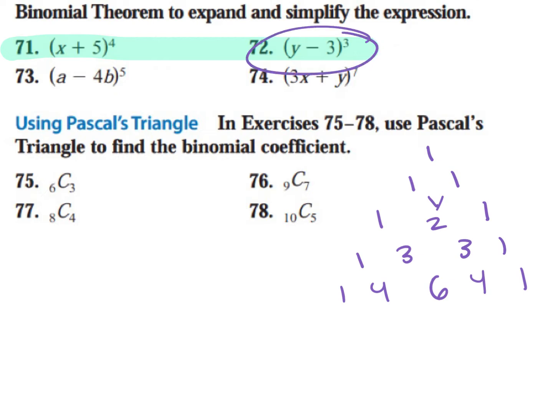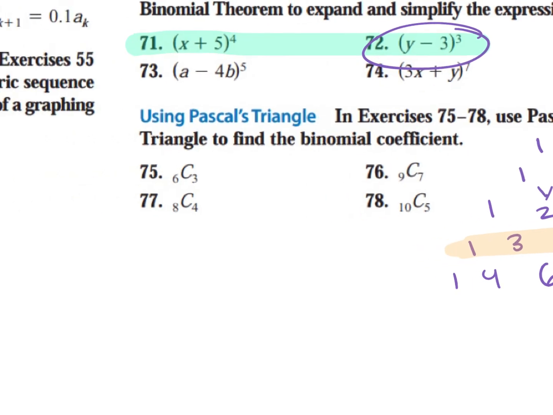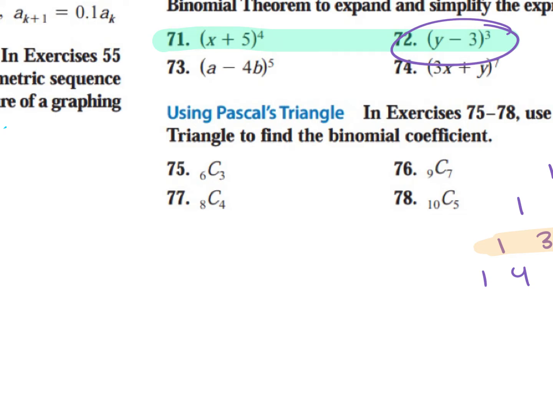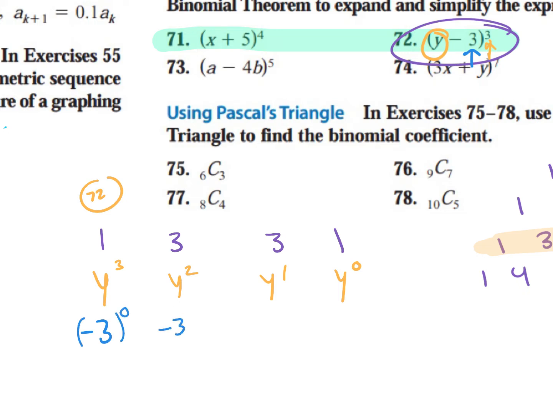For number 72, we're looking at the third row. So we're going to use the coefficients 1, 3, 3, 1. So we start with our coefficients. Then we take the first term, which is y. So I start with y to the third power, then y squared, y to the first power, y to the power of 0. Then I take my second term, which is negative 3. So it'll be negative 3 to the power of 0, negative 3 to the first power, negative 3 to the second power, negative 3 to the third power.